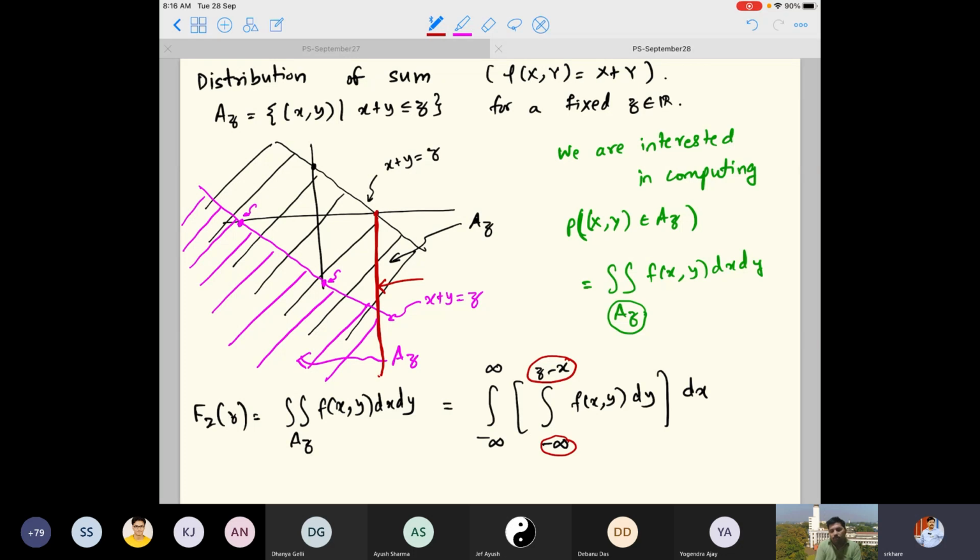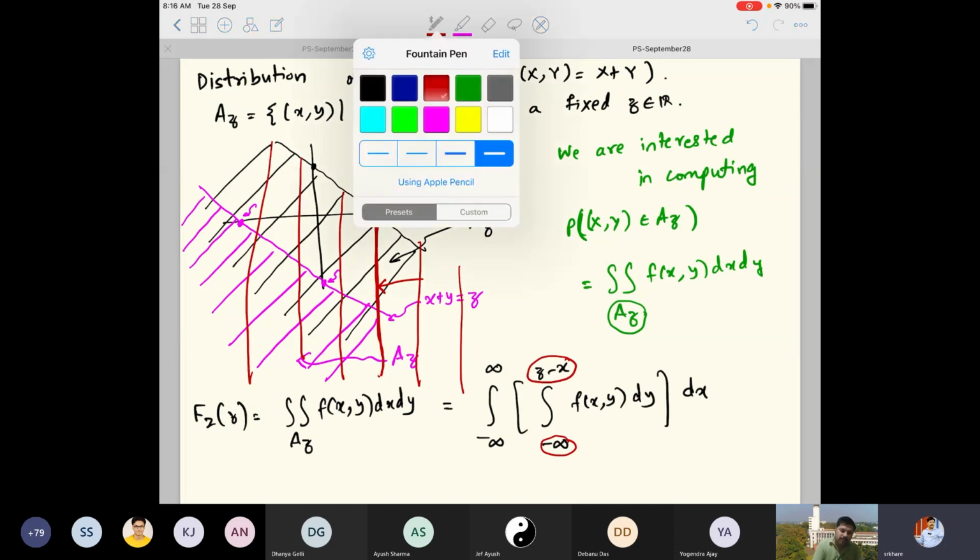And then you are supposed to sweep this line over all the range of x. The range of x goes from minus infinity to plus infinity, so that all these red lines are covered. When you cover all these red lines, you have swept the entire region AZ, and that's the integration that you have. I hope you understand this double integration idea.